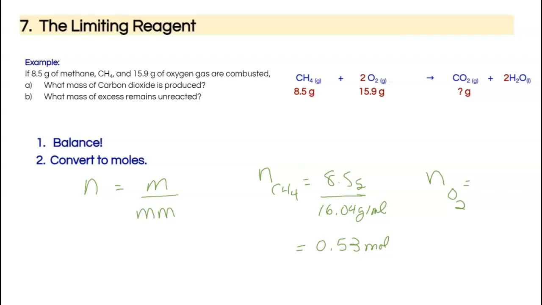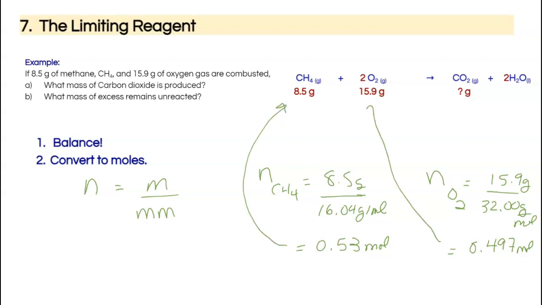Doing the same thing for oxygen, I'm of course going to take my 15.9 grams, divide that by the molar mass of O2, which would be 32.00 grams per mole. Working that out, I can see that the 15.9 grams tells me my significant digits should be 3. And so I am going to get 0.497 moles. Now, just my preference, but I will often take those values and write them right below the balanced chemical reaction, just so I have that isolated and easy to find.